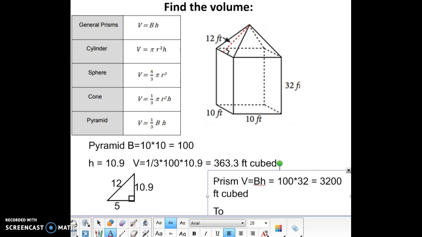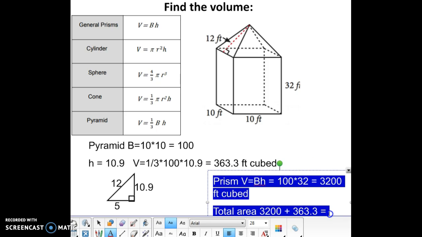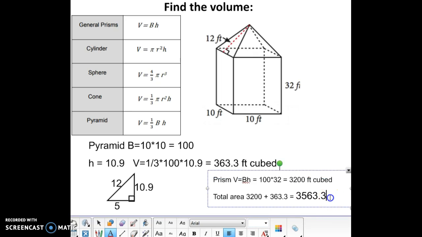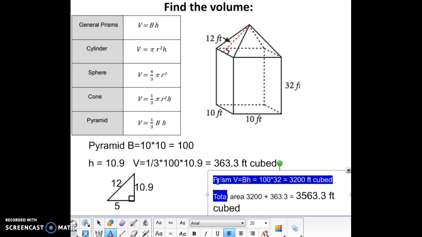Okay, so our total volume is 3,200 plus 363.3. So 3,563.3. I'm running off the page. Make that a little smaller, that'll help me. 3,563.3 feet cubed. Okay, that would be the total volume of that whole prism.